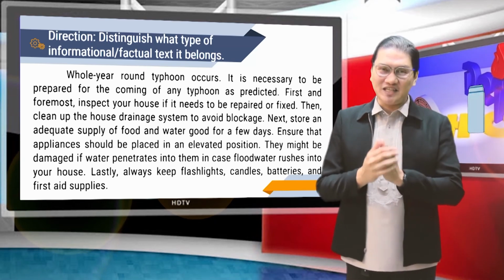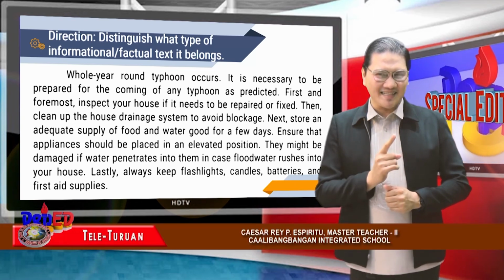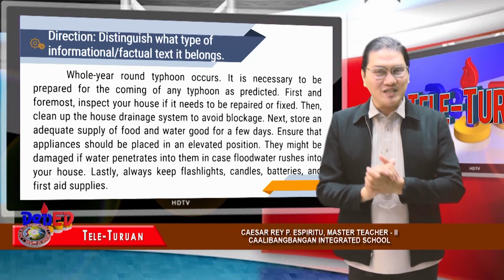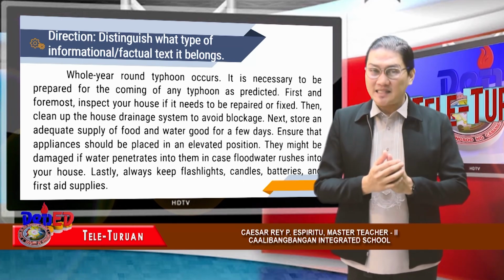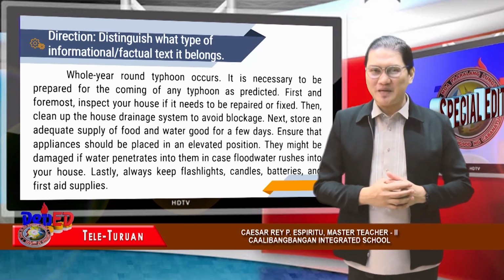Let me see your answers, children. Wow, you got it. This type of selection is an example of procedural text, simply because it provides step-by-step guidelines that describe how to complete a task.